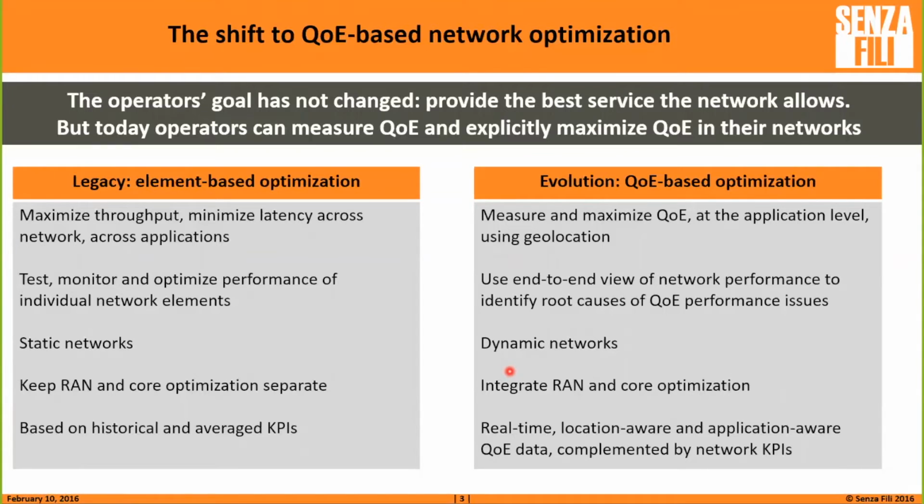Another thing here is that because of static networks and trying to maximize capacity, the RAN and the core were kept separate. Now, this separation doesn't work anymore, as I told you before. So there is a need to integrate RAN and core. And as a consequence, you have the legacy optimization based on historical and average KPIs that provide a view of how good the network was, and you optimize those to improve performance. Again, in a network that changes dynamically, that's still important to capture the overall trends in network performance, but you need to do more, and you need to look at real-time, location-aware, application-aware QoE data.